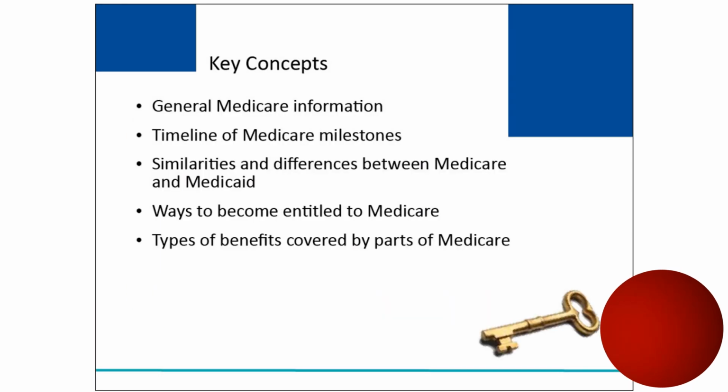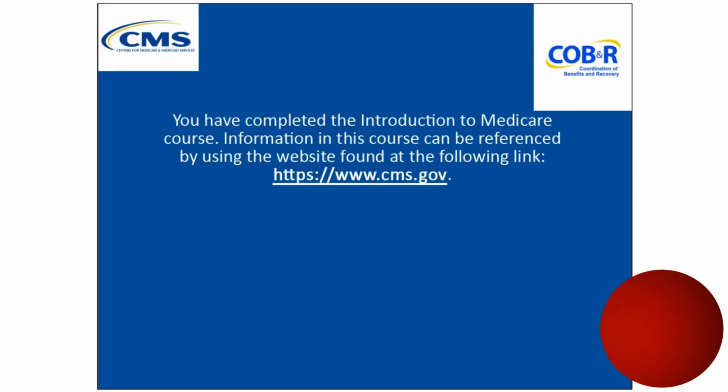Key concepts. This course has covered general information about Medicare, a timeline of important milestones in Medicare history, the similarities and differences between Medicare and Medicaid, ways to become entitled to Medicare based on age, disability, and ESRD, and the types of benefits covered by Medicare's Part A, B, C, and D. You have completed the Introduction to Medicare course. Information on this course can be referenced by using the CMS website found at the following link.